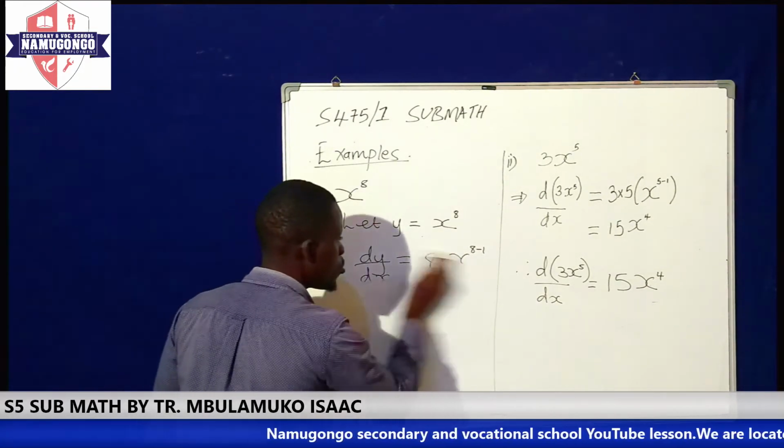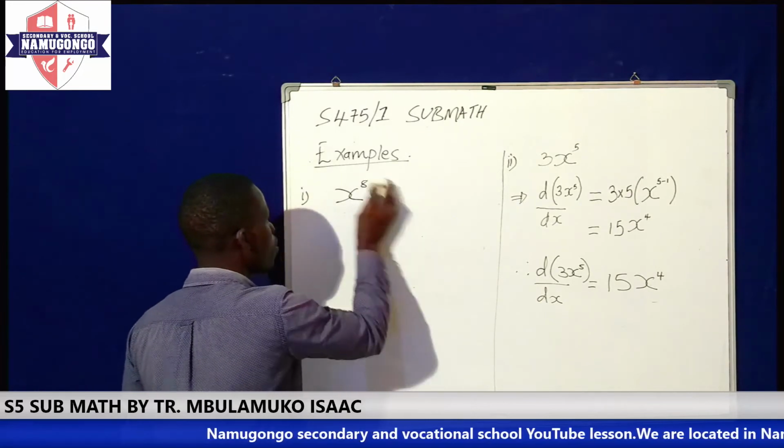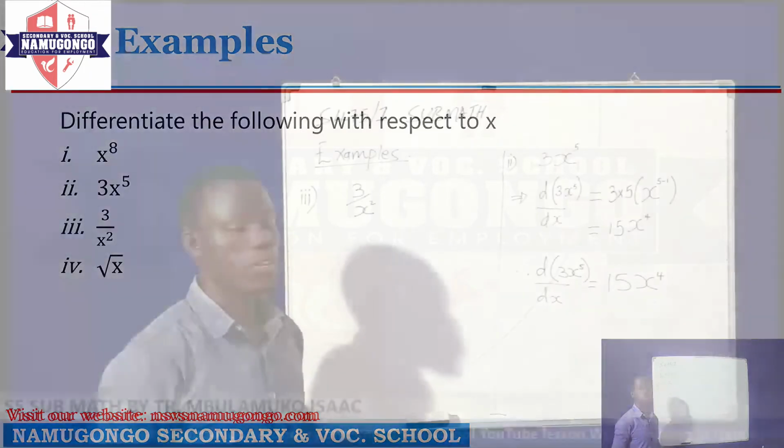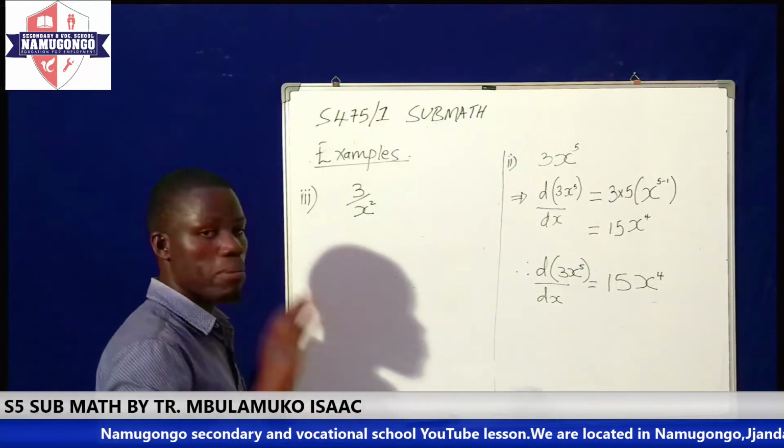Okay, let's continue with the next Roman numeral. We have Roman numeral 3. I purposely chose this because each of them is bringing in an aspect that we need to look at. Roman number 3 has a fraction. We are differentiating a fraction. Now someone will say, teacher has only given us constants. But do not worry.